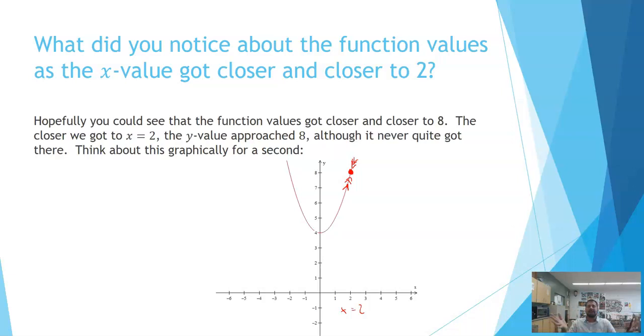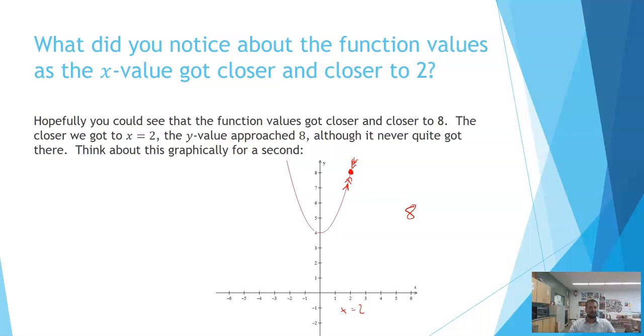And you could try this on your calculator. If you took 1.9999999 and put a whole bunch of 9s in there, like 20 9s, and tried to evaluate this function, your calculator would spit out 8, even though that's not technically the answer. Your calculator's just like, you know what? The answer here is so close to 8 that we can basically say that it is 8 for all intents and purposes.